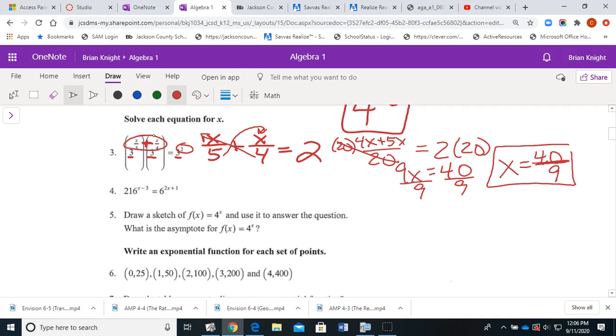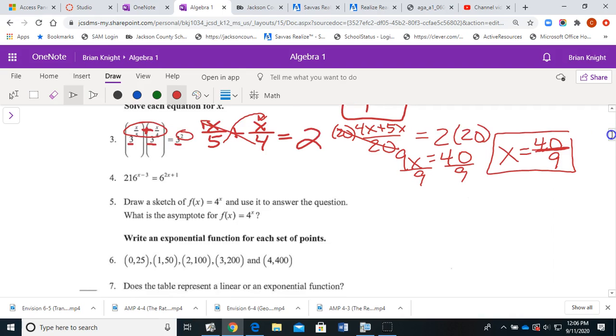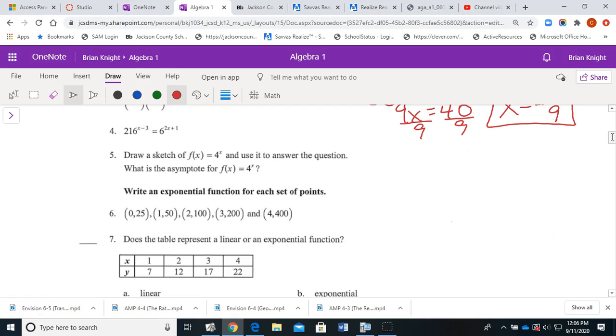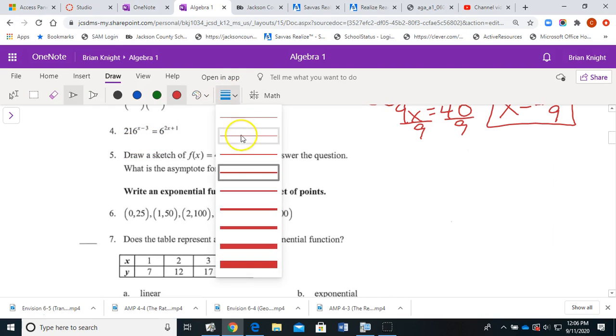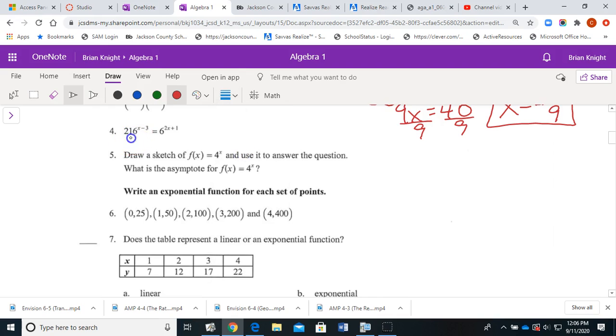Okay? Number 4, same type problem, just a little different. Are the bases the same? No, but we can make them the same. 6 to what power gives me? Third power? All right, so 6 to the 3rd power to the x minus 3 equals 6 to the 2x plus 1. Everybody see how I did that? Okay? Now my bases are the same. Now I can set my exponents equal to each other.